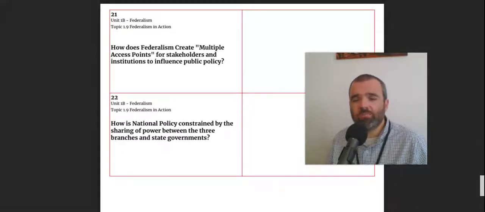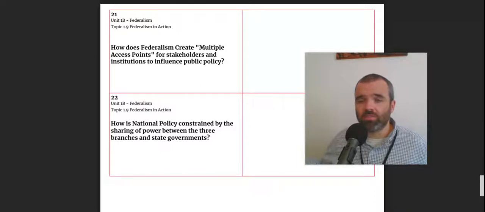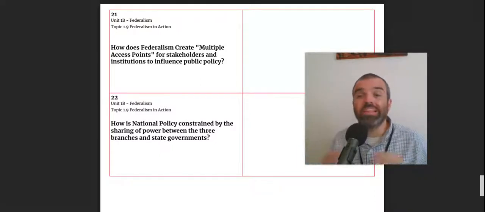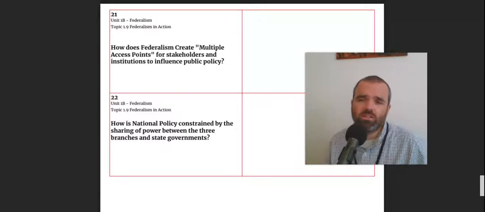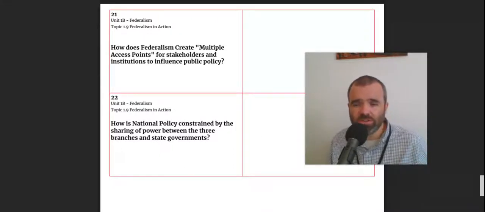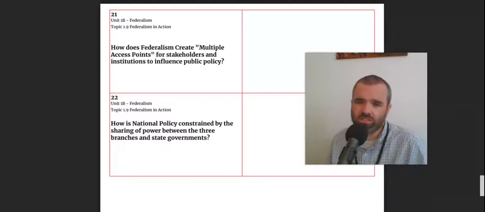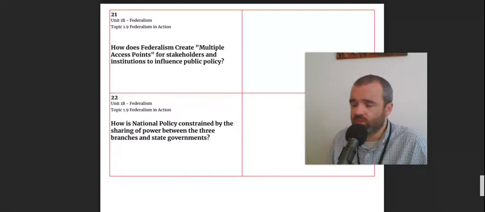If we get back to the first few flashcards in our last unit, talking about limited government, this is part of the limitations on the system: the idea that power is shared between state and national government. It's a federal system. It's not a unitary system. It's not a confederation. So if the power is shared, then it is limited by that sharing. And that is part of our limited government system, the fact that we have these different access points that we talked about in the previous flashcard.